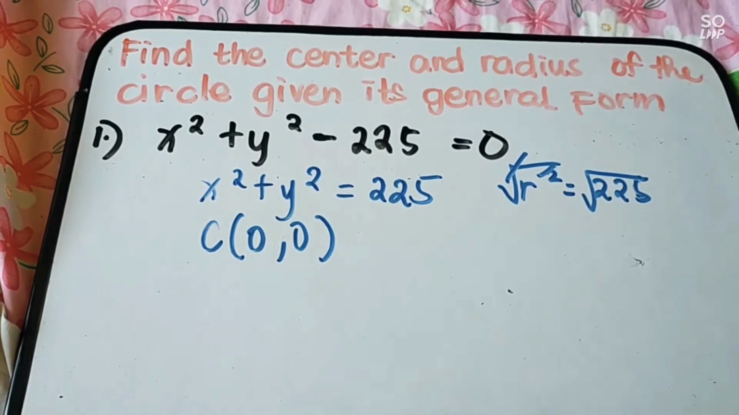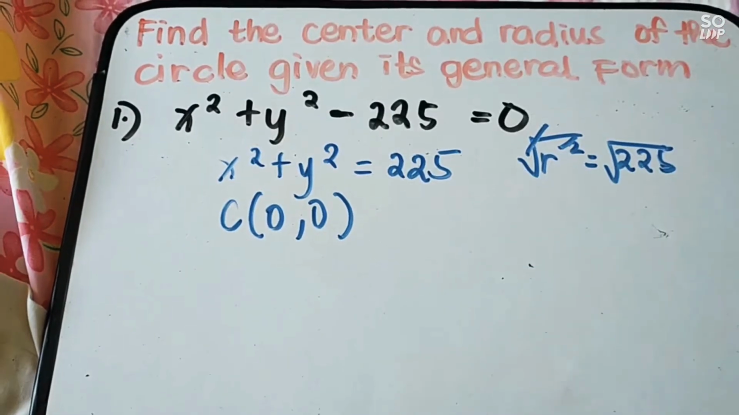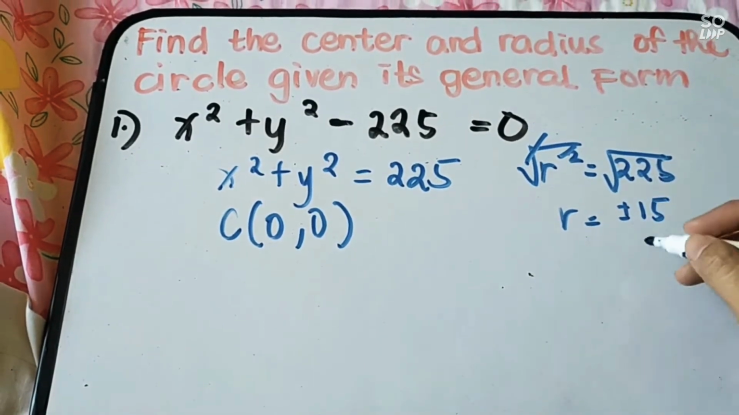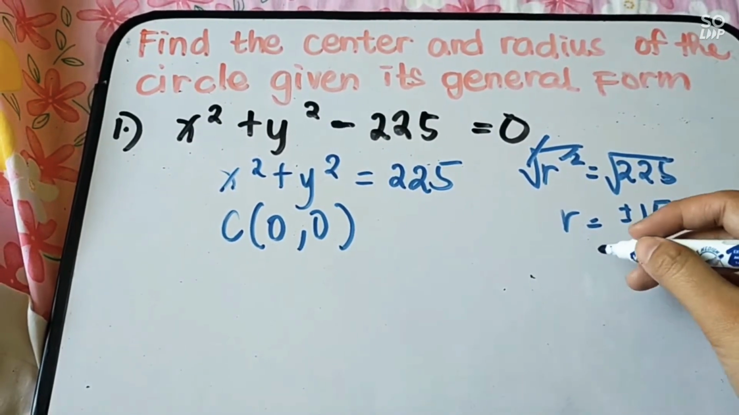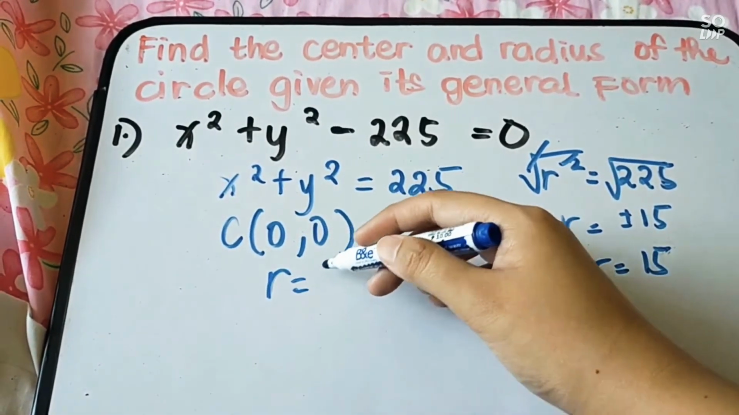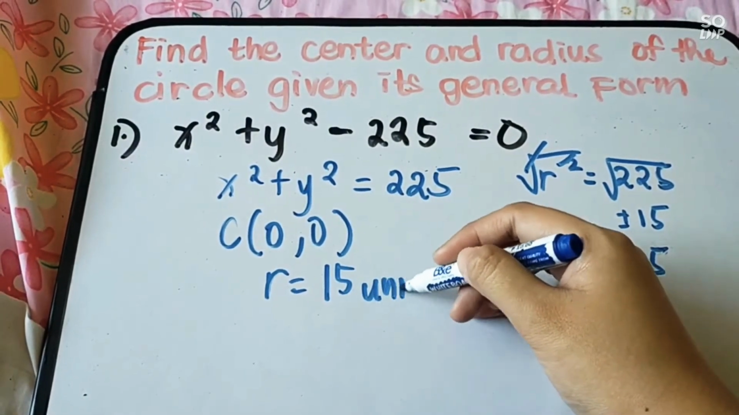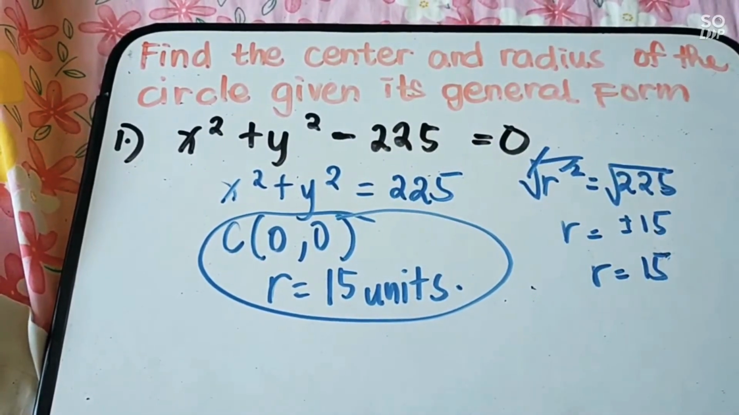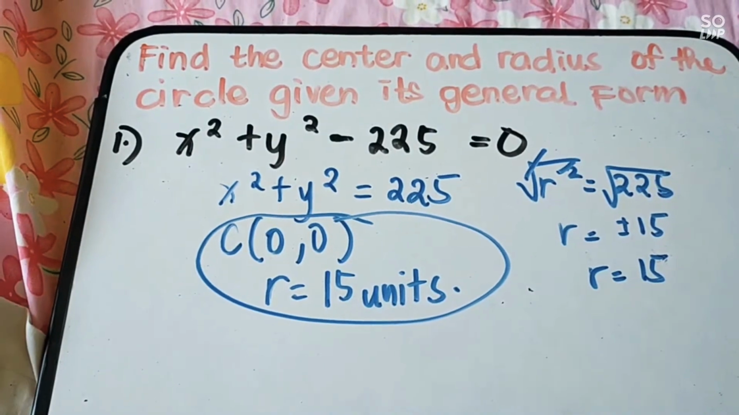We have r is equals to positive and negative 15. Again, consider always the positive. So, r is equals to 15. Answer, r is equals to 15 units. Okay. So, this is your answer. So, madali pa yan. Let's move with the next example.